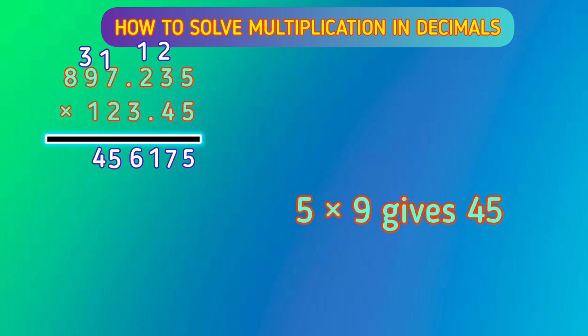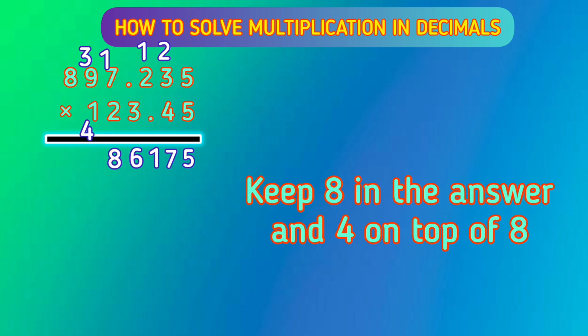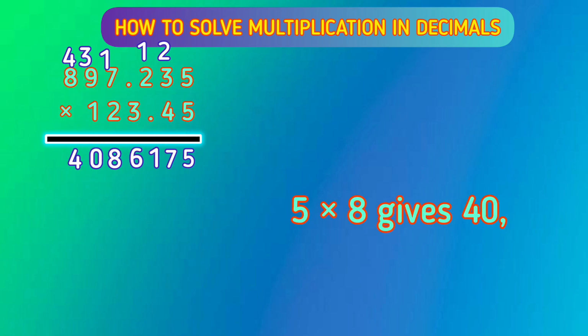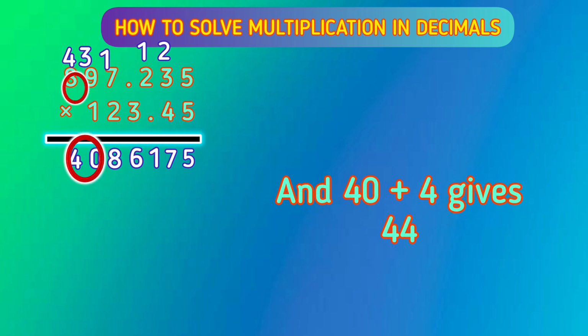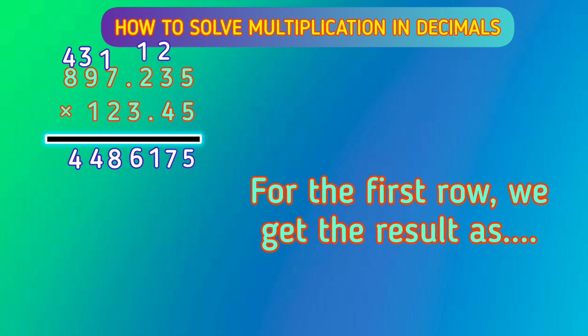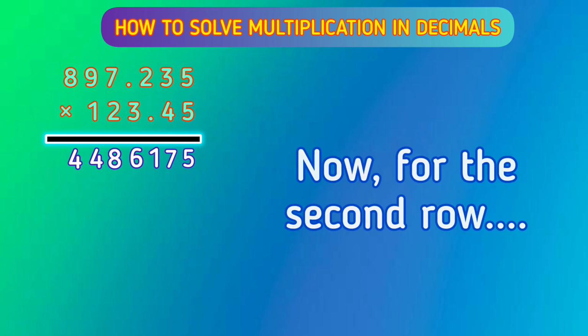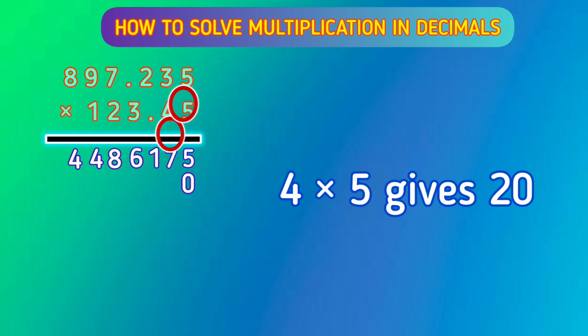5 into 9 gives 45. 45 plus 3 gives 48. Keep 8 in the answer and 4 on top of 8. 5 into 8 gives 40. And 40 plus 4 gives 44. Keep 44 in the answer. And there, for the first row, we get the result as 4,486,175. Now for the second row, keep a 0. 4 into 5 gives 20.